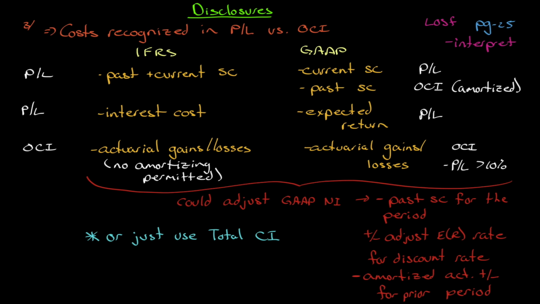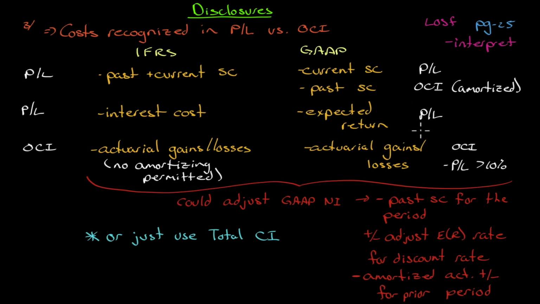All right, the next issue that made comparability difficult, number 3, the reporting differences between GAAP and IFRS. And this is where the costs are recognized, where they're reported. And I've just done a brief reminder here. IFRS P&L is past and current service cost and interest costs go straight to P&L. Actuarial gains and losses go to OCI. No amortizing permitted at all.